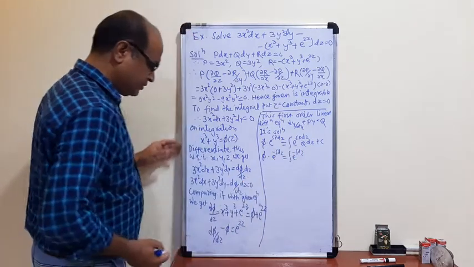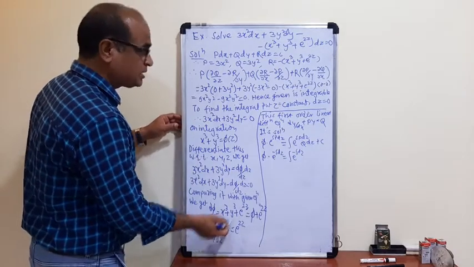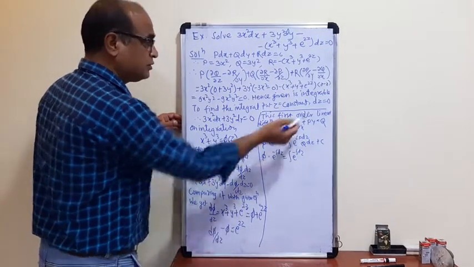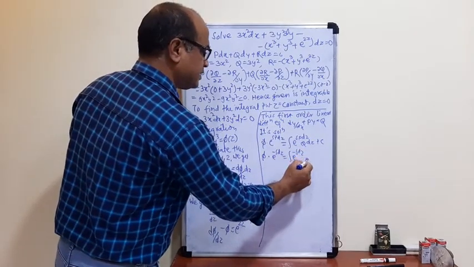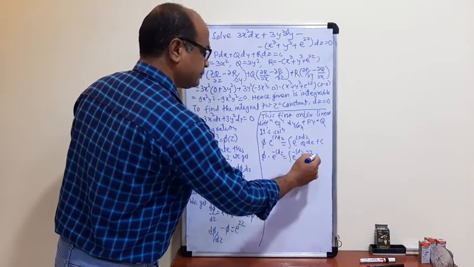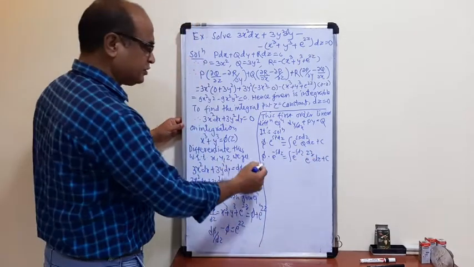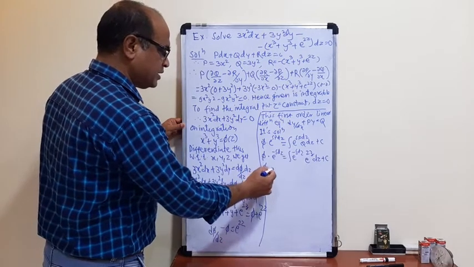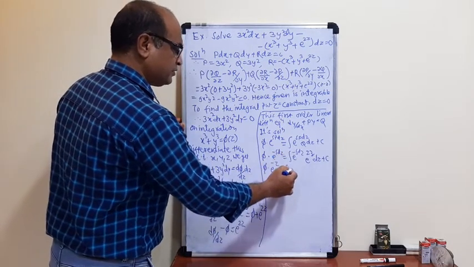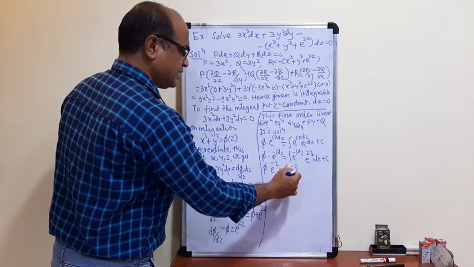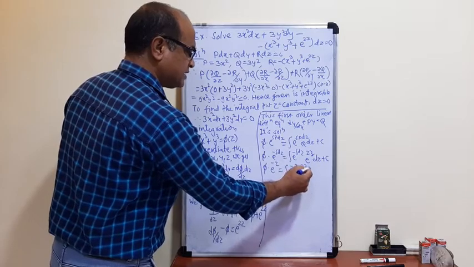What is q? Q is e raised to 2z. This is p. And what is q? Q is e raised to 2z, dz plus c. So what is the integration of this? So that is phi into e raised to minus z is equal to the integration of e raised to minus z into e raised to 2z dz plus c.